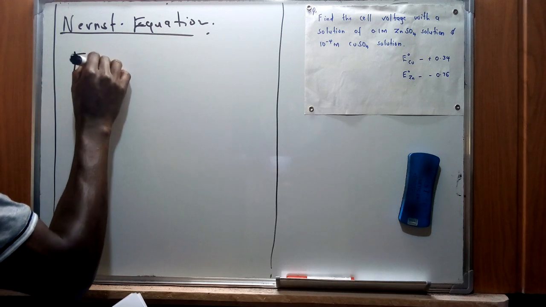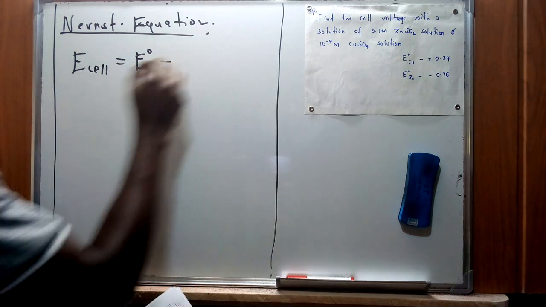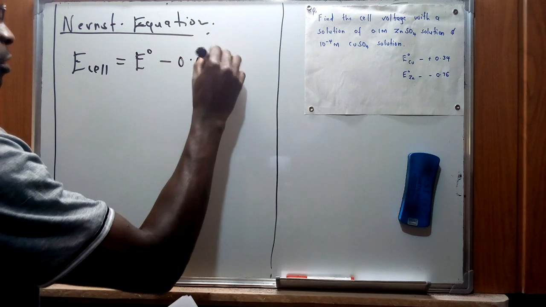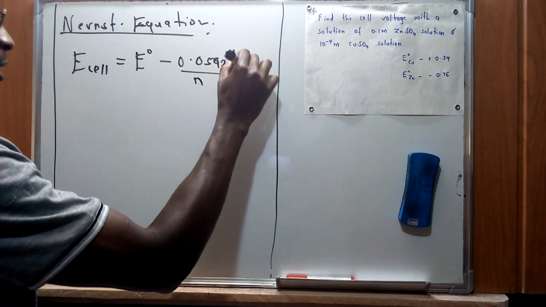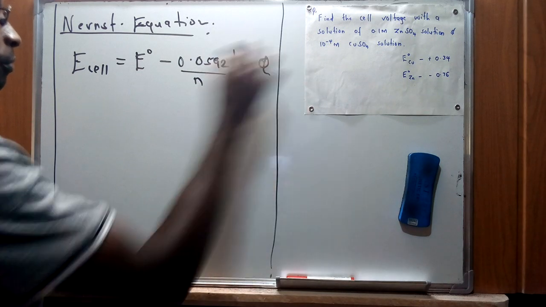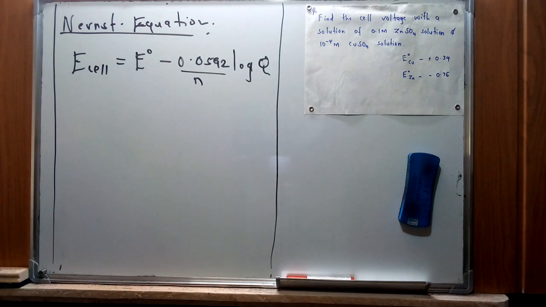So we have E cell equals E standard minus 0.0592 times 1 over n, times the log of Q. These different parts of the Nernst equation are very essential for us to understand, in order to find out how we can have an applicable approach in finding a solution.